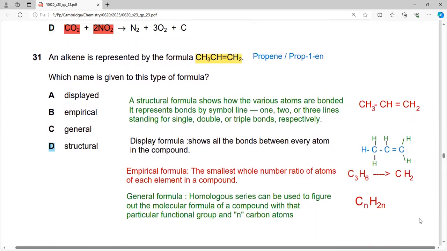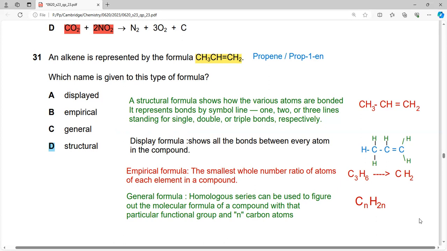Question number 31. An alkene is represented by the formula CH3, CH, CH2. So that's the formula of an alkene, basically propene, or we can say prop-1-ene. Which name is given to this type of formula?